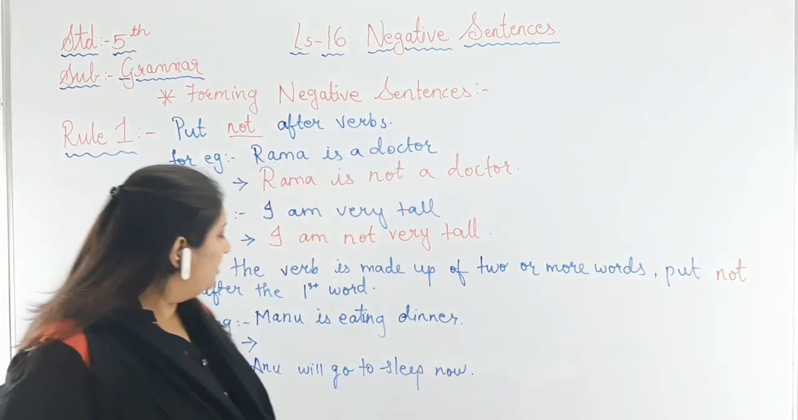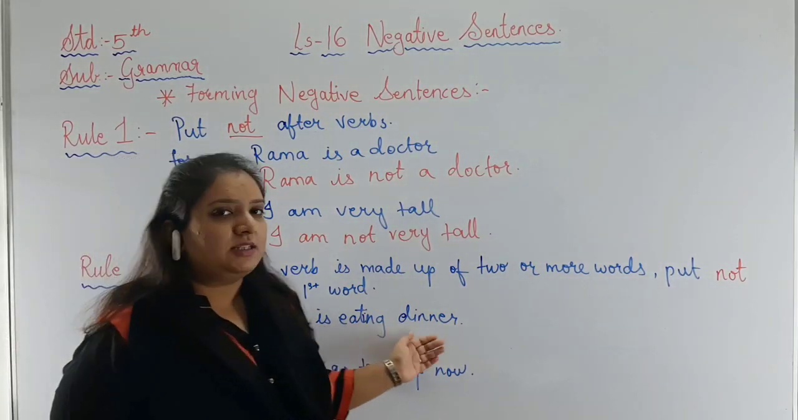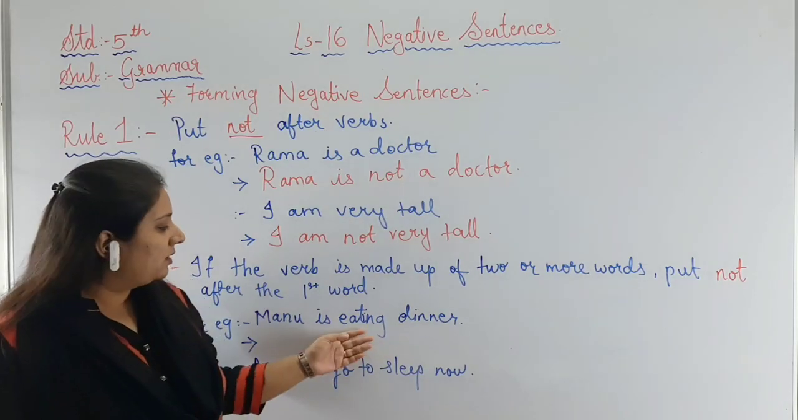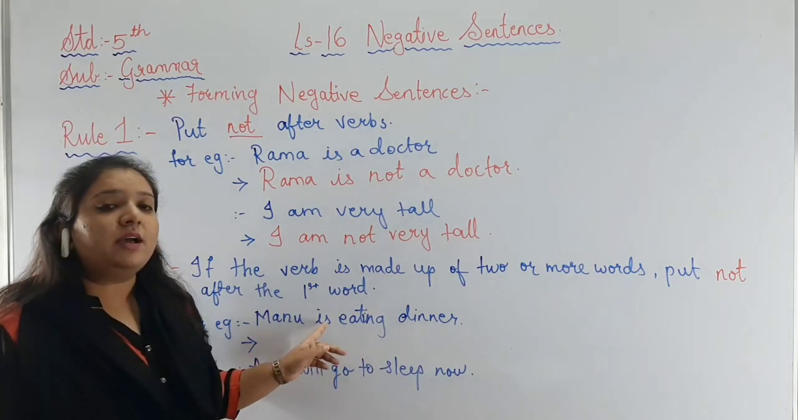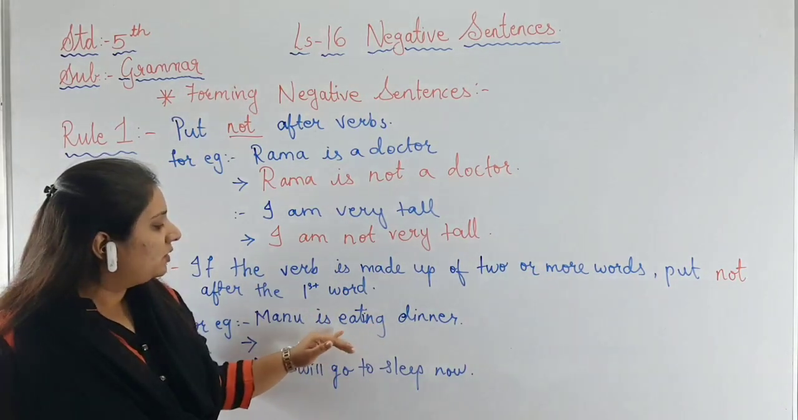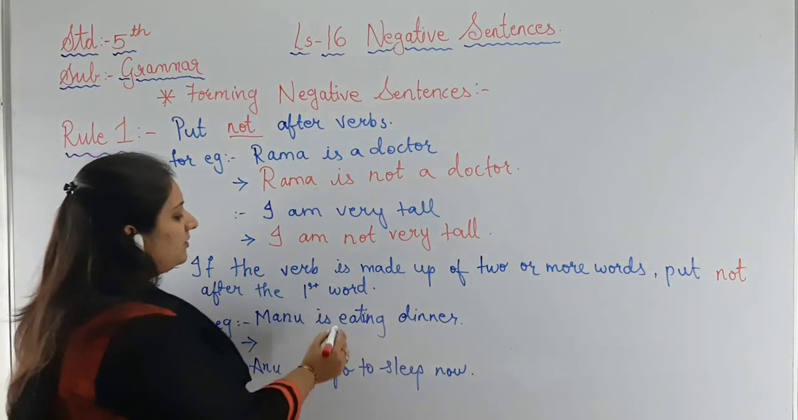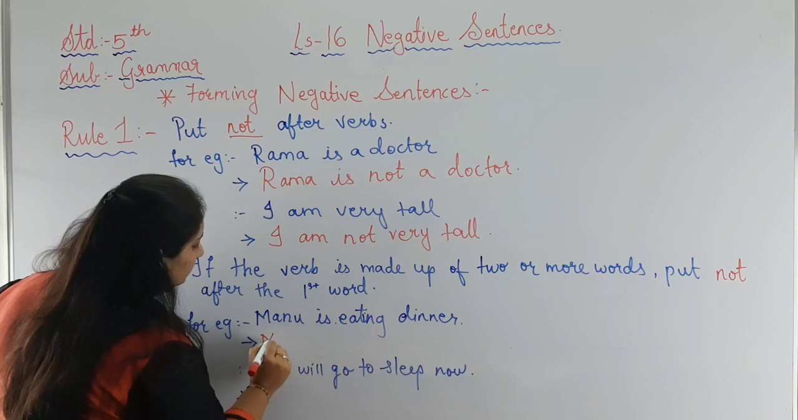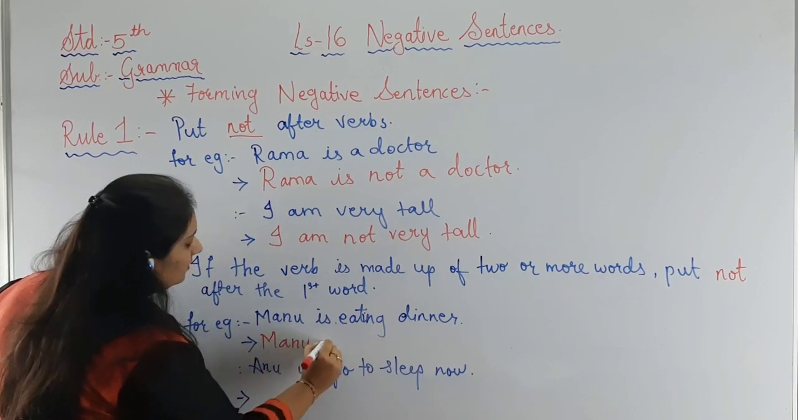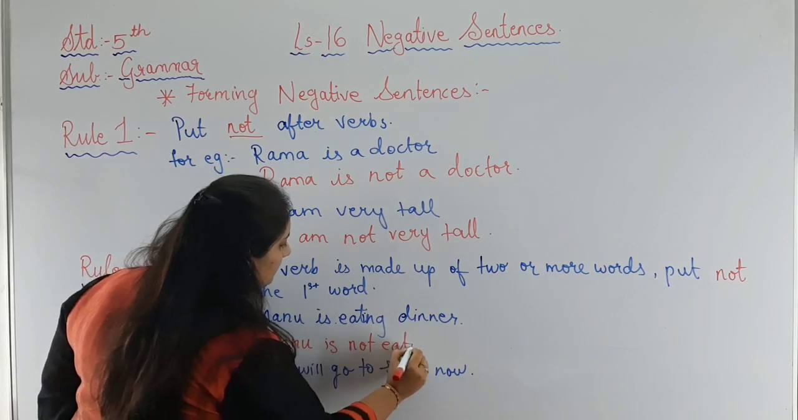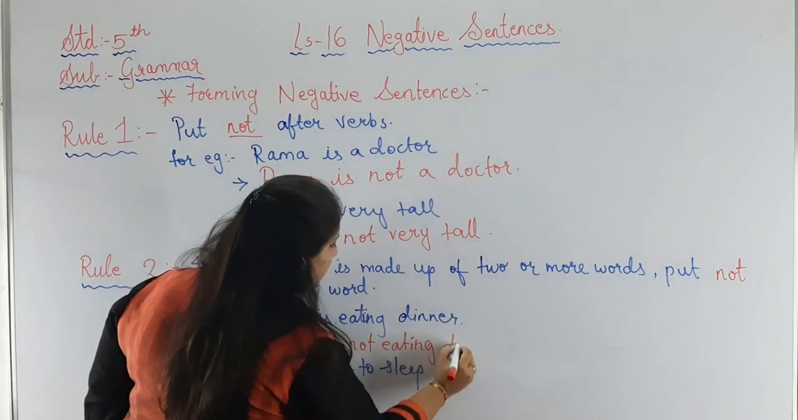For example, Manu is eating dinner. Now in this sentence, eating is the main verb. So automatically is will become the helping verb. So in between both of these, we will add the word not, after the first word, meaning over here. So the sentence will become Manu is not eating dinner.